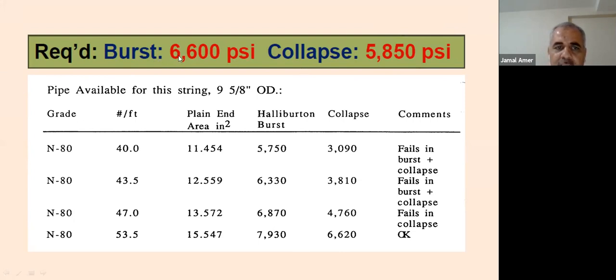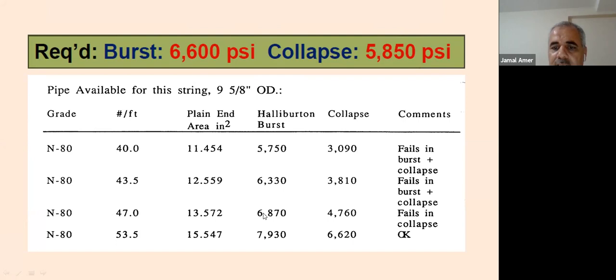Let's take the burst. So we'll come to the burst here, 6,600. So here 6,300, 350. No, we will not take this one. We will take this 6,870. So this one is higher than our results. Okay. So that means we select for burst one. For burst and collapse, we select N80 47. We call it N80 47 pounds per foot.